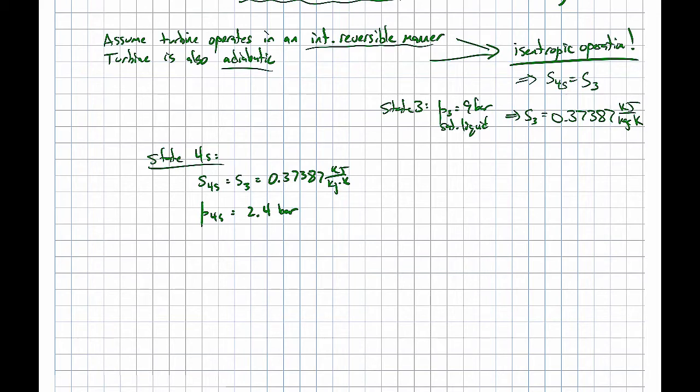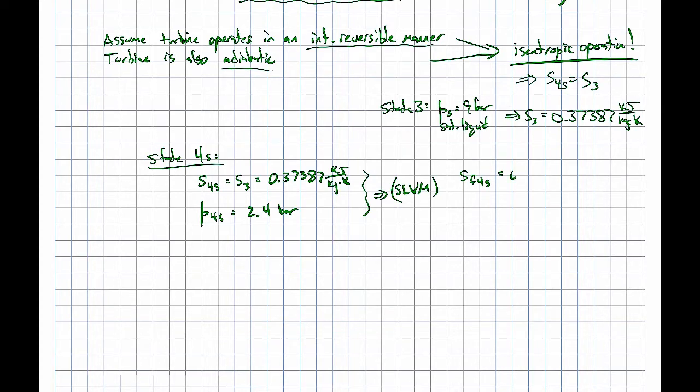So now we have two properties. We can go back to the property tables for refrigerant 134A. And what you'll find is that this puts us in the saturated liquid vapor mixture phase. And so we'll have to calculate a quality here. To find the quality, we'll find the saturated liquid value for this specific entropy.